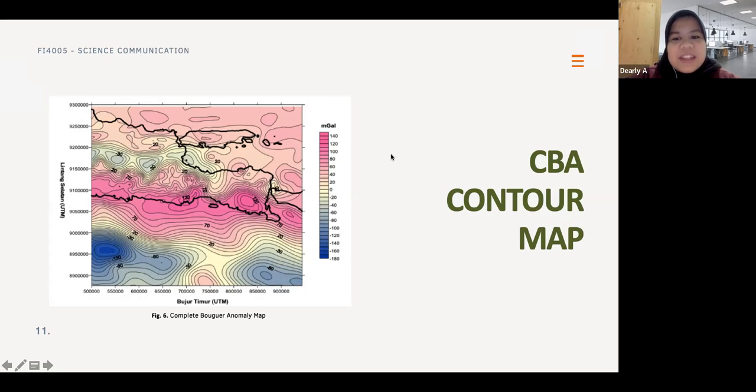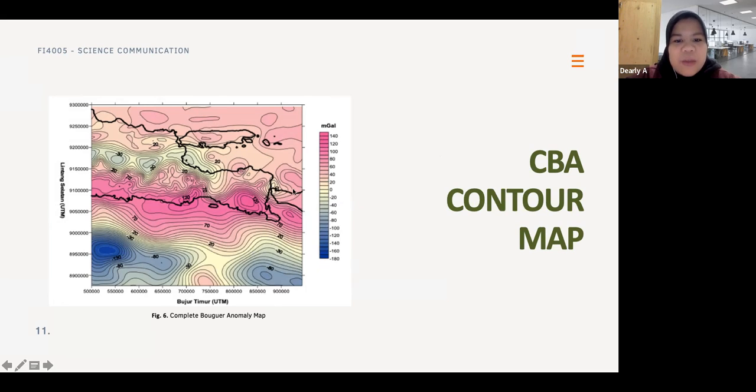Following that is data processing, which begins with the projection of the Bouguer gravity anomaly data onto a plane. After correcting the gravity data, the results of the complete Bouguer anomaly value are obtained. As you can see on figure 6, complete Bouguer anomaly map, the obtained data originate from the East Java Basin with values ranging from minus 180 milligal to 140 milligal.